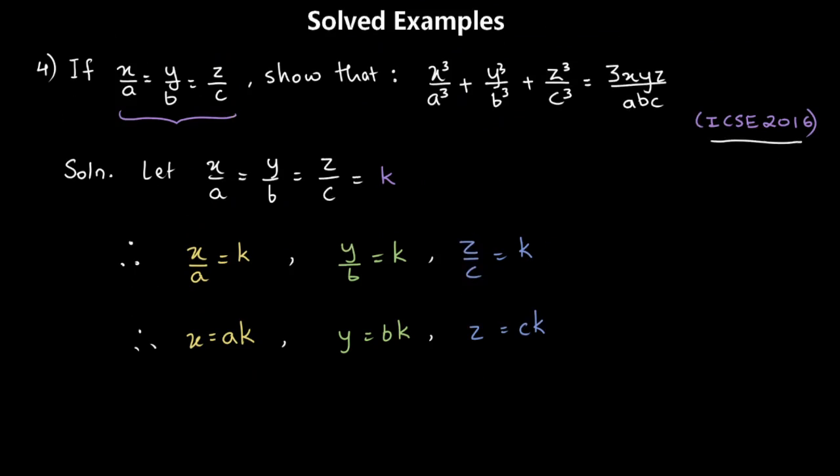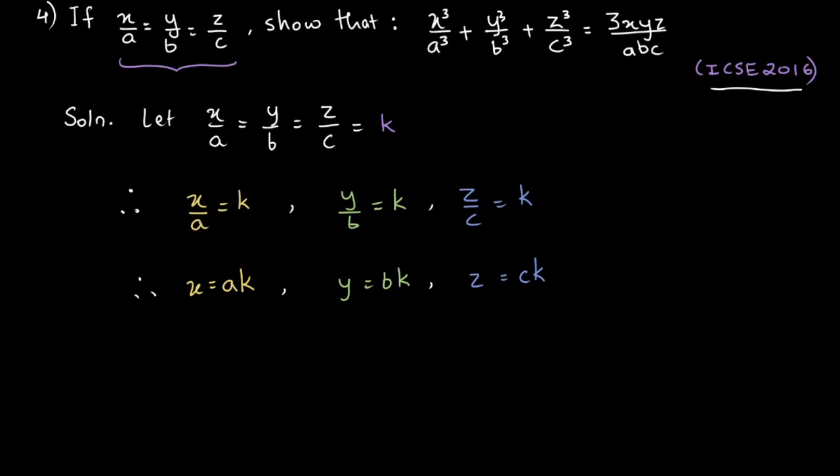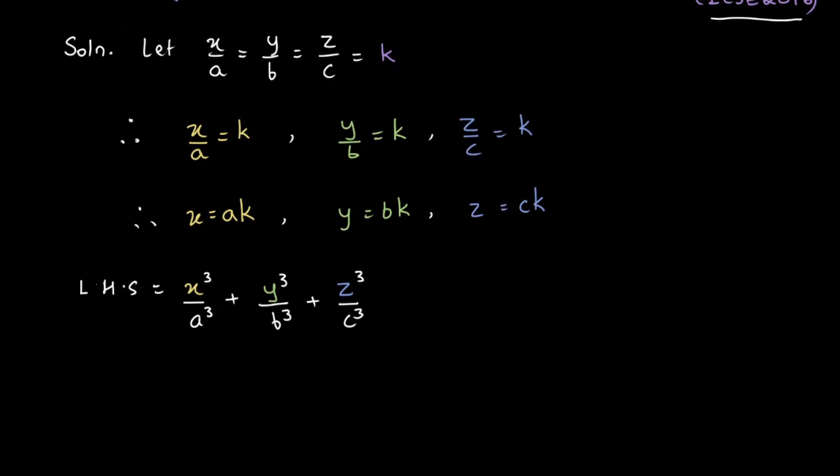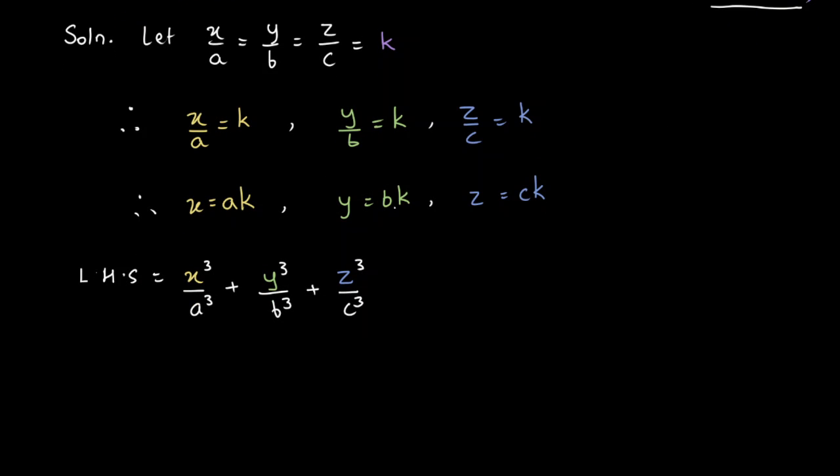Whenever we have to prove something, we consider the two sides: the left hand side and the right hand side. So the left hand side is x cube upon a cube plus y cube upon b cube plus z cube upon c cube. Let's make the substitution that we just figured out, that x is equal to ak, y is equal to bk, and z is equal to ck.